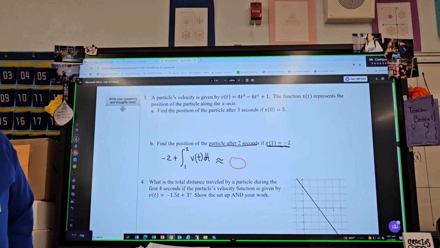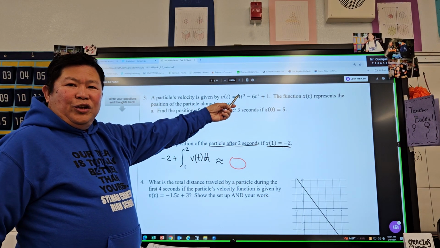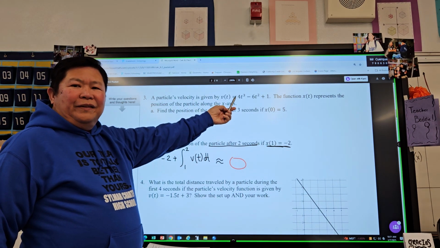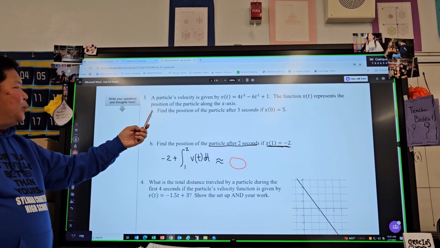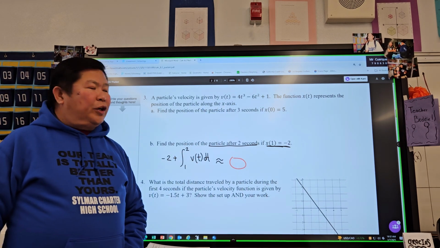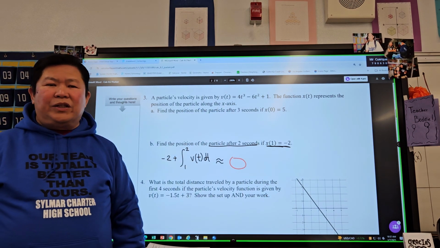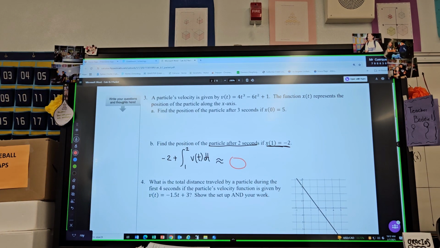Absolute value? No, we're not supposed to do that. It's not absolute value. Did you put the initial velocity, negative 2, in front of it? The calculator doesn't do it mentally. It should be negative 2 plus the integral from 1 to 2 of 40 t cubed minus 60 t squared plus 1. What do you have? I got 0. Okay, we got it, so the answer should be 0.